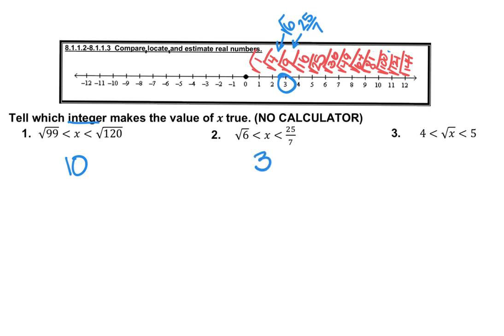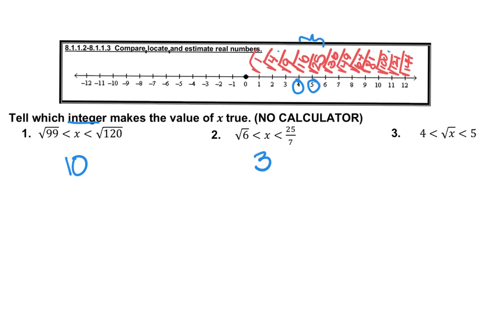All right, so for number 3, notice that we've got the square root of x is between the integers 4 and 5. In this case, I'm going to just erase this stuff so it doesn't get confusing. So we've got the integers 4 and 5. We have to look for 4 and 5, and remember, we're looking for the square root of x. So it's going to fall between here and here.